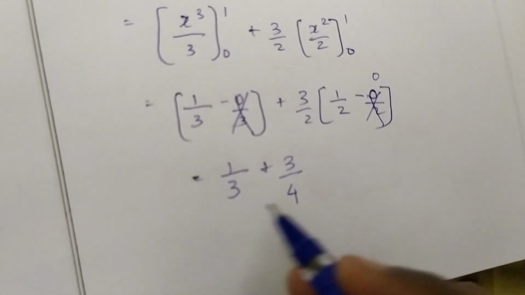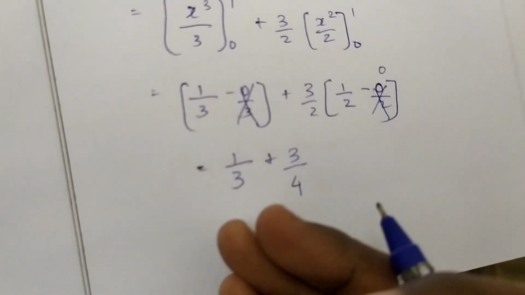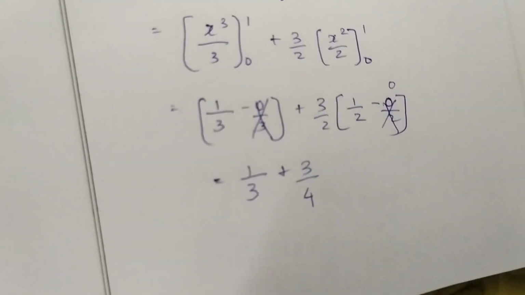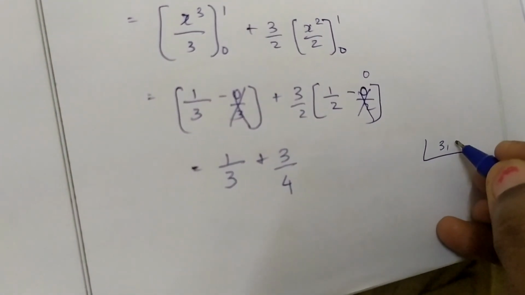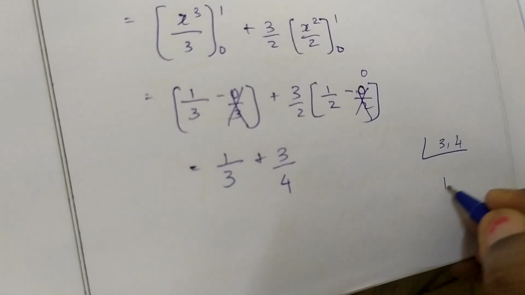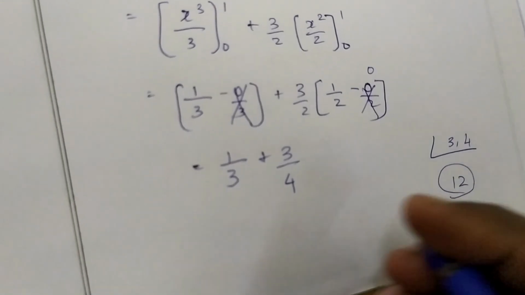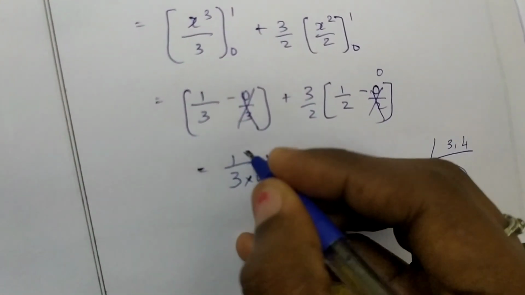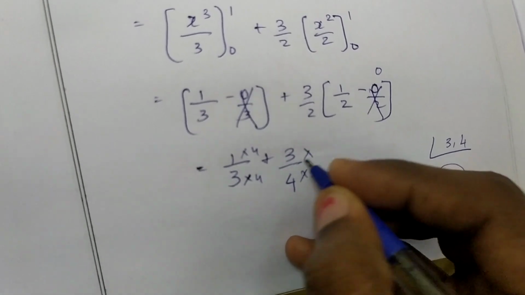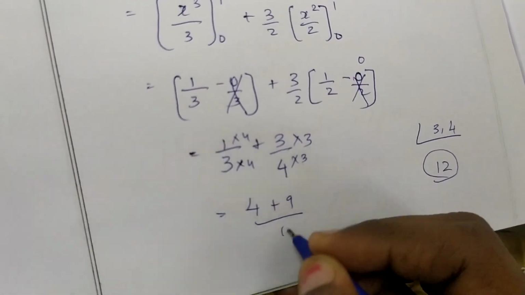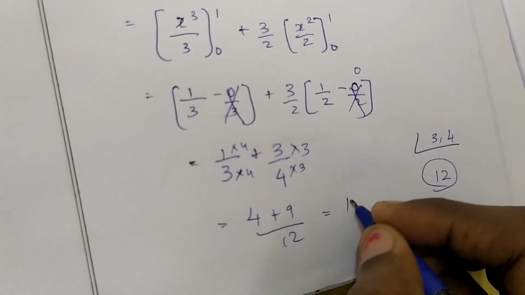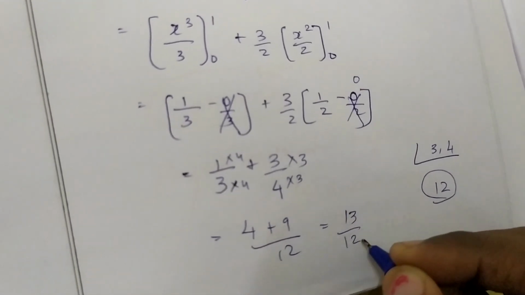If you want to add this, we have to equalize the denominators, so we have to find the LCM. For 3 and 4 the LCM will be 12. 3 into 4 is 12. So 4 into 4, and 3 into 3. So 4 plus 3 threes are 9, by 12. So it's 13 by 12, right? So this would be our answer for this double integration.